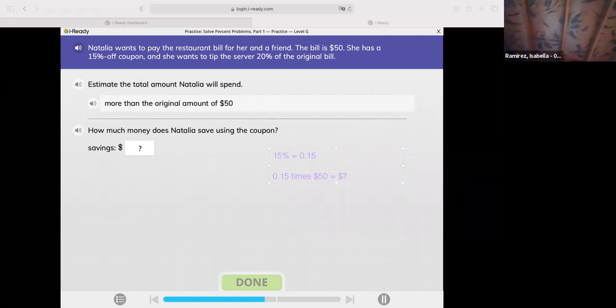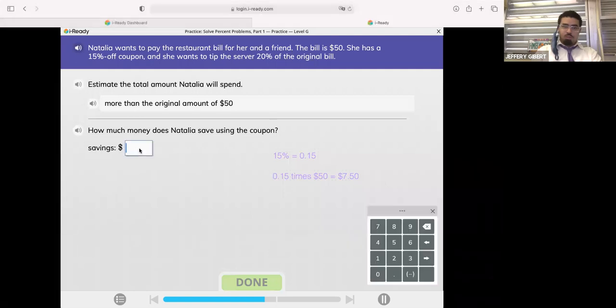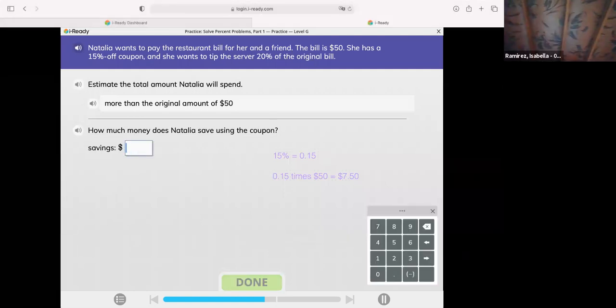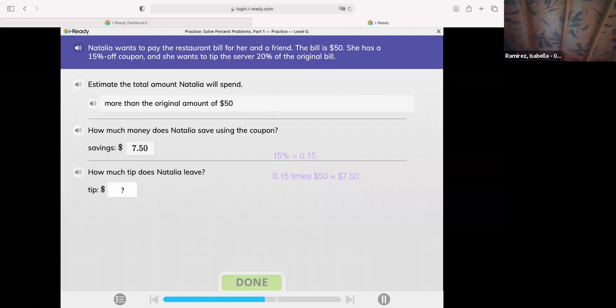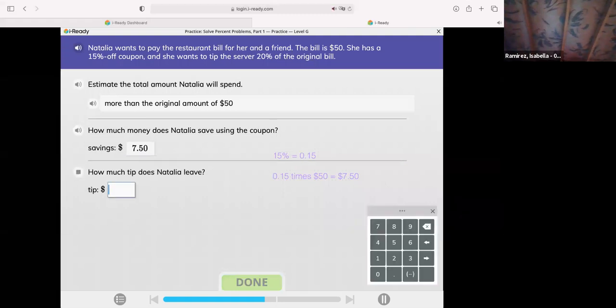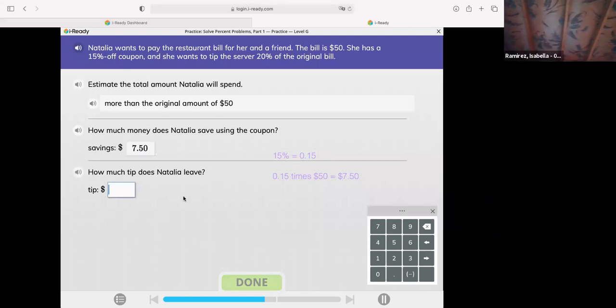$7.50. All right, $7.50. Good job. So we're almost done. All right, how much tip does Natalia leave? Isabella, how do we find out what the tip is? By adding 7.50 by 20%.